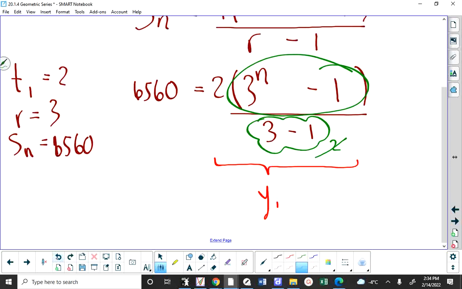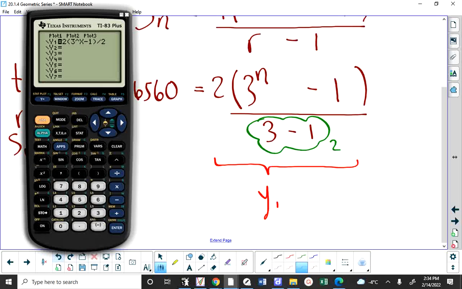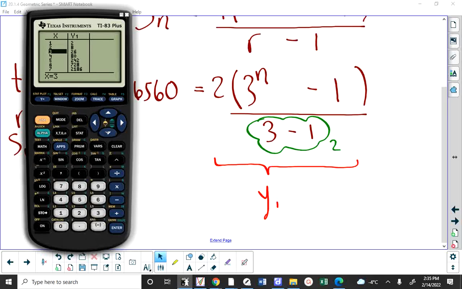Now we go to our table. How many of you see that we could have just entered the 3 to the n minus 1? There's 2 that cancels there. Pretty basic stuff. These are not term numbers, these are sums. There it is, 6,560, so there are 8 terms that you're adding. These are certainly not written response questions that I would give you, they're numerical response questions. Any questions with number 4?